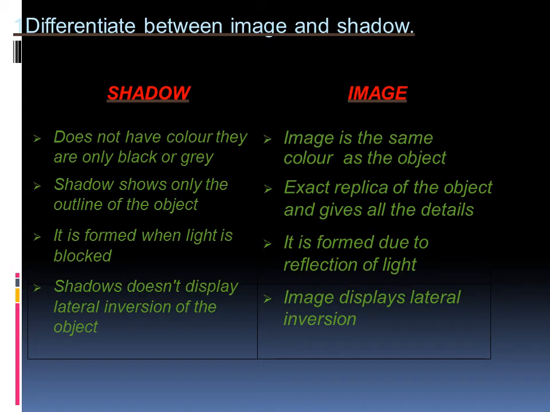Then we have that an image displays lateral inversion. That means, as I told, if a person is standing in front of a mirror, the image that is formed will be laterally inverted. His left hand or left leg will act as the image's right hand or right leg. Similarly, the right leg and right hand of the object will appear as the left leg and left hand of the image. Okay, so that is what is called lateral inversion.